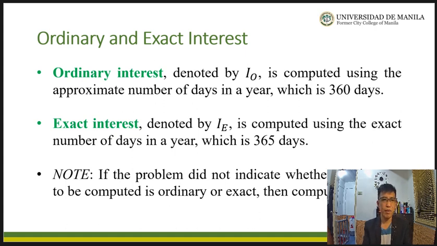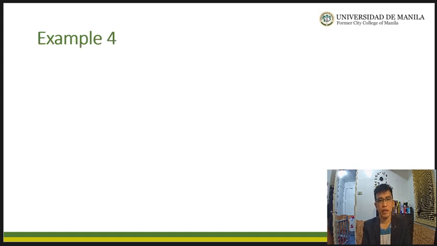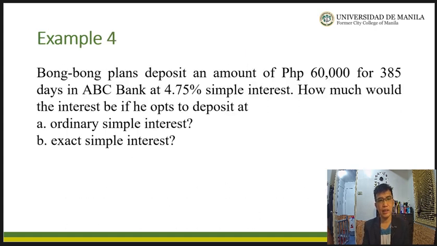So let's have an example. Bongbong plans to deposit an amount of 60,000 pesos for 385 days in ABC Bank at 4.75% simple interest. How much would the interest be if he opts to deposit at ordinary simple interest? And letter B, exact simple interest. Okay, so we are given already the method that we are going to use.